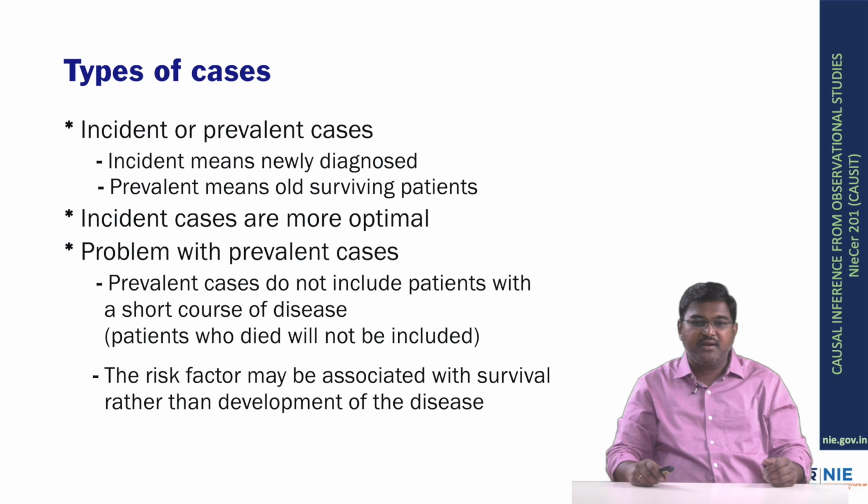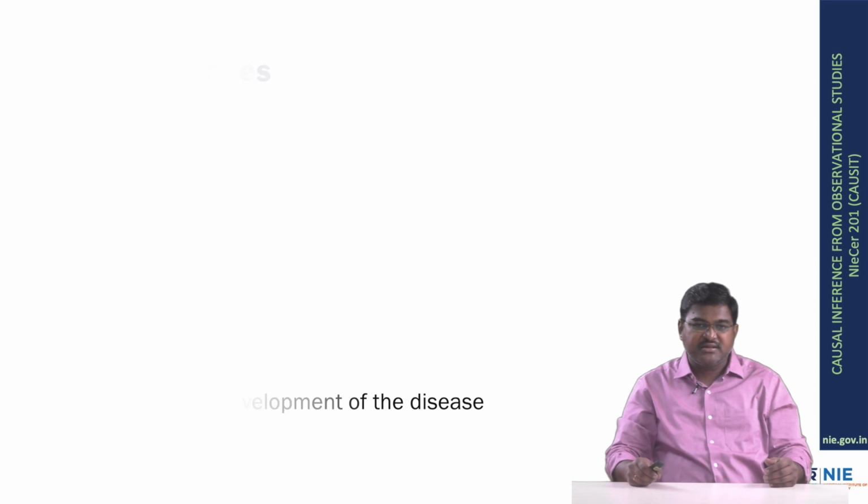But the problem with prevalent cases is that prevalent cases do not include patients with a short course of disease. That is, patients who have died will not be included. So the risk factor under study may be associated with survival rather than the development of disease. Remember, in selecting cases, case definition is very crucial and the selected cases should be representative of all the cases of interest from the source population.